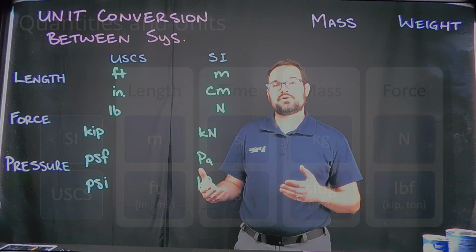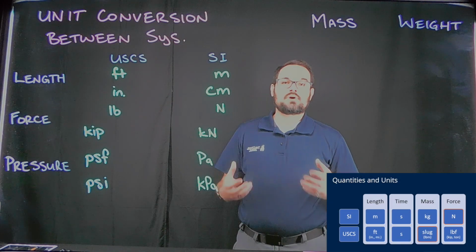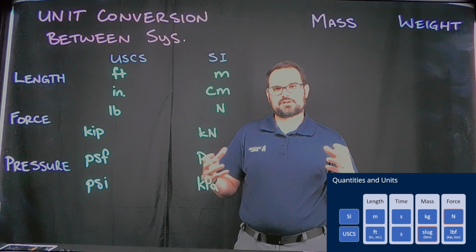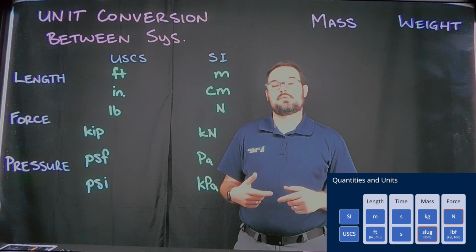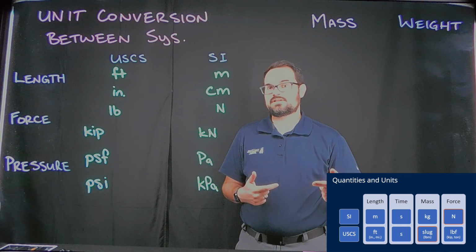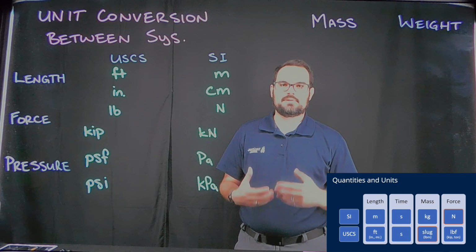Recall that we have two different unit systems, the US customary system and the SI system, and that each one of those systems has different definitions for what length and mass and force and other properties are. However, when we're working as engineers, we often need to be able to translate back and forth between those two systems in order to communicate with engineers working in a different system, or to make sure that the problems make sense relative to our own mental models.